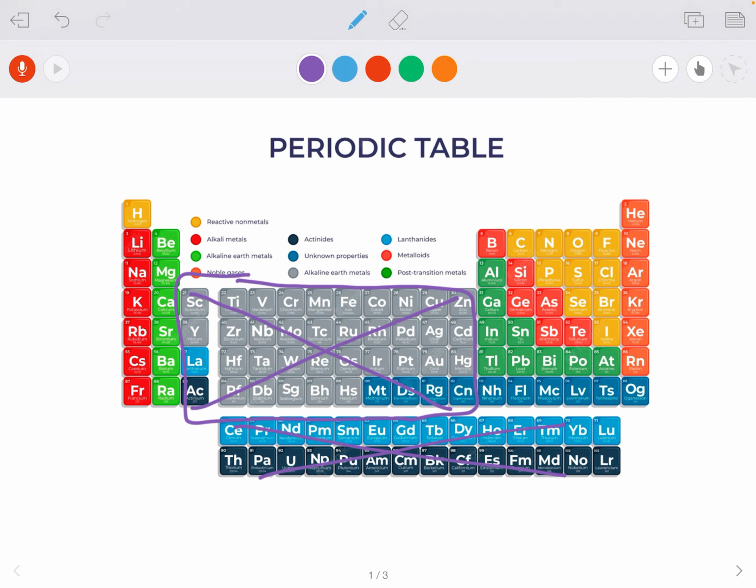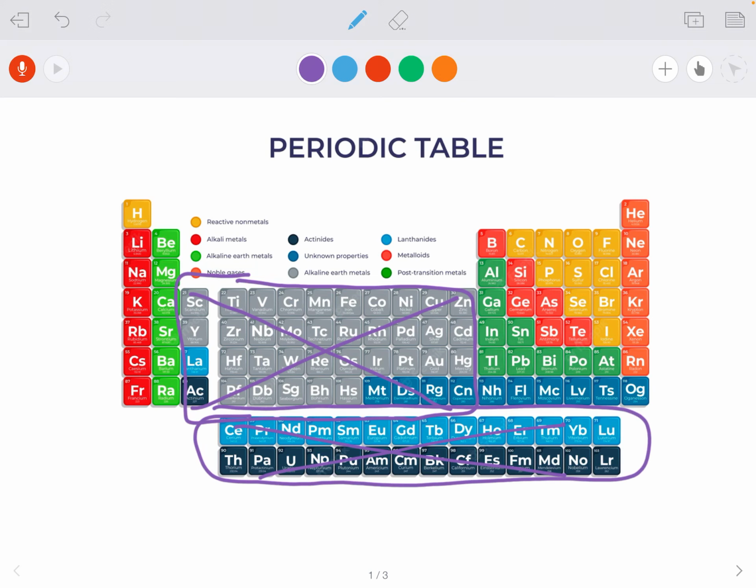We are only concerned with the columns to the left of those transition metals and the columns to the right. Down here, these are the lanthanides and the actinides. Not concerned about those either for what we are doing today. So by looking at the column, we can determine what the charge of the atom is going to be.